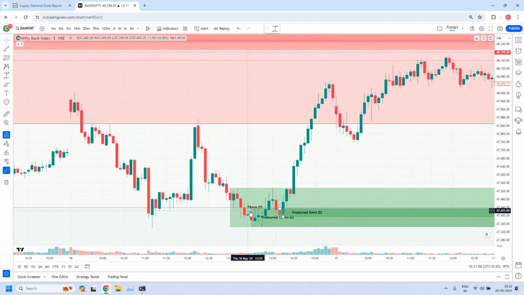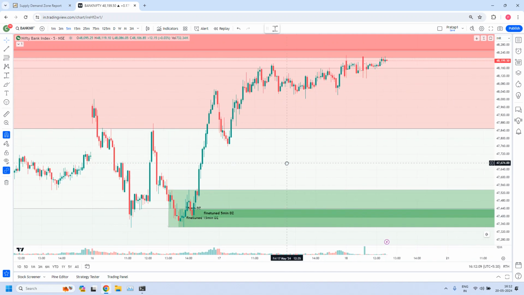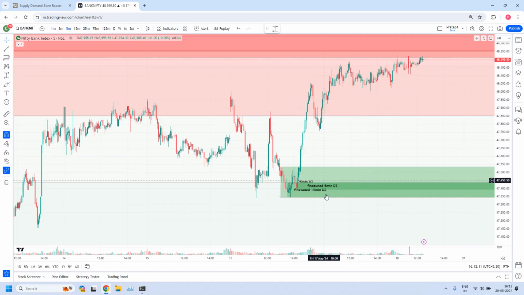Provided the trend is supported, because the 75 minutes demand zone is not a high liquidity demand zone. It is a normal demand zone. If trend is uptrend, we can plan a trade. If you want to go for a swing or positional trade, by the time prices enter into the 75 minutes demand zone, if the 75 minutes trend is uptrend, definitely you can plan a trade in the 75 minutes zone.